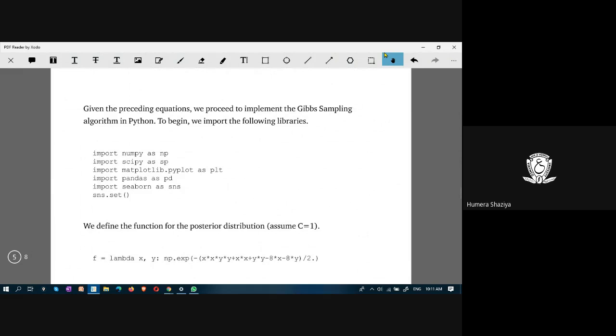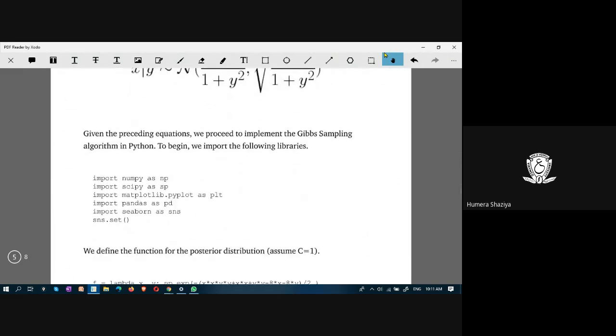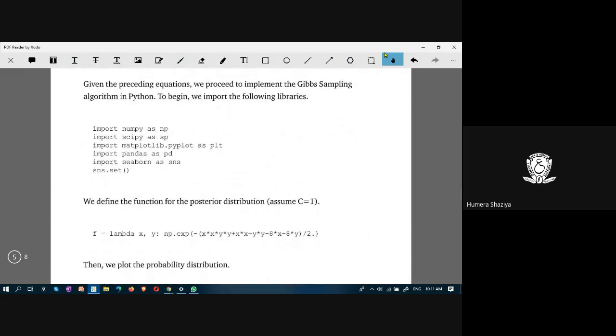And these equations of Gibbs sampling have been implemented in Python, with NumPy, SciPy, Matplotlib, Pandas, Seaborn. These are the built-in libraries in Python.